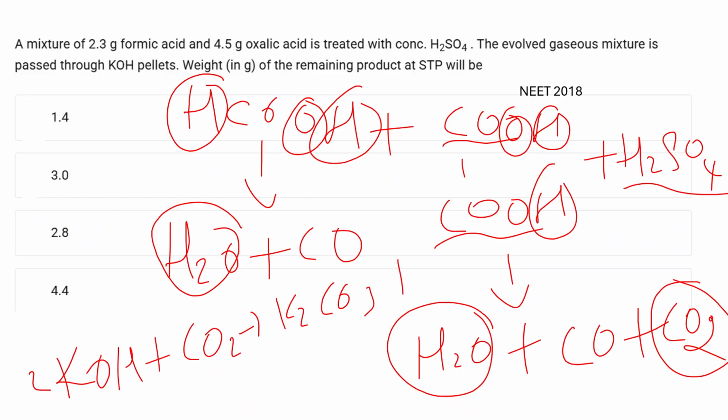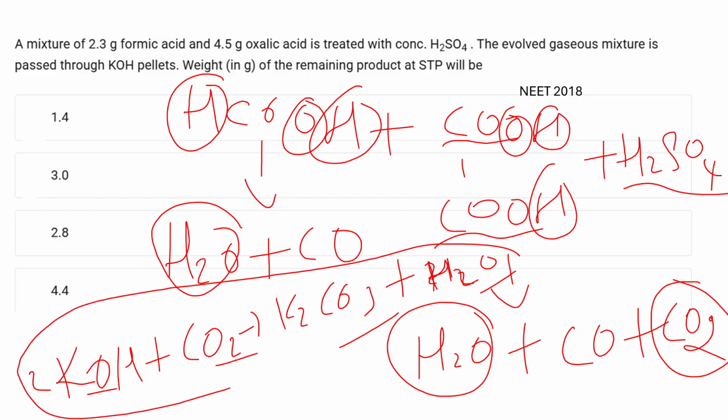plus CO2 gives K2CO3 plus H2O. Checking the balance: there are 2 hydrogens on each side, and 4 oxygens on the left, 3 in carbonate and 1 in water on the right. Potassium hydroxide tends to form potassium carbonate, so the pellets absorb carbon dioxide. The only remaining product is carbon monoxide, and we need to find the carbon monoxide in gram.